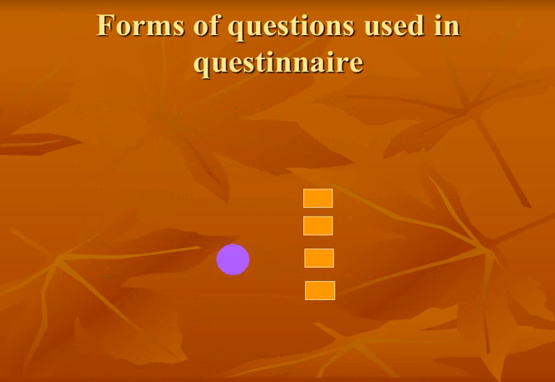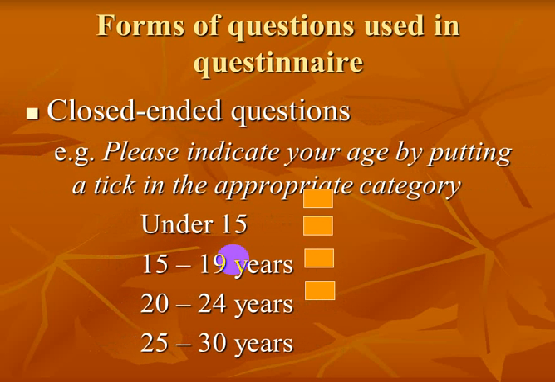These are the forms of the questions used in a questionnaire. Okay, you can see a close-ended question. You can see here the instruction is: please indicate your age by putting a tick in the appropriate category. So this is what we call a close-ended question. Respondents are given some options like under 15, from 15 to 19 years, 20 to 24 years, 25 to 30 years. That is the option. So this is called a close-ended question.